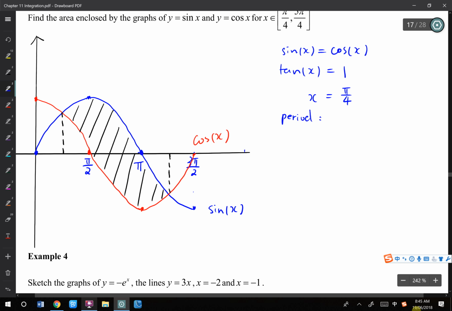And period equals to pi. So x equals to pi. I can't have negative. Pi on 4 is my domain already. And I add another one, I will have 5 pi over 4. So this one is pi on 4. This one is 5 pi on 4.